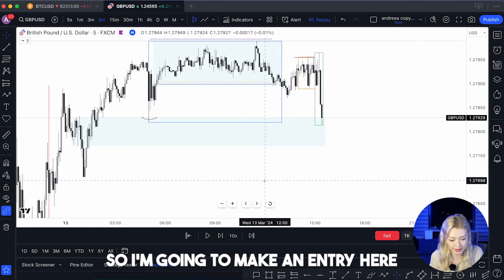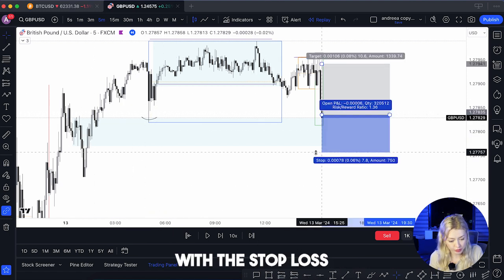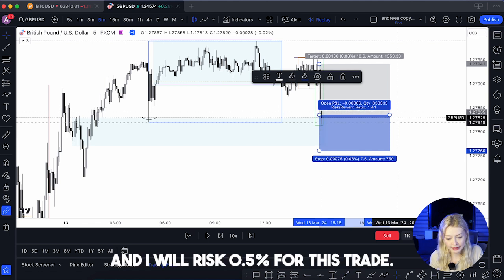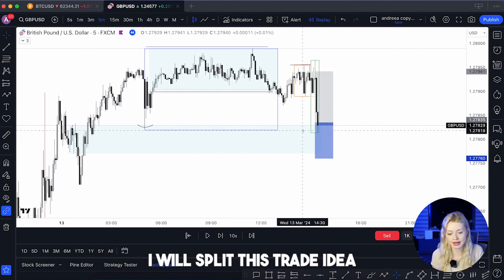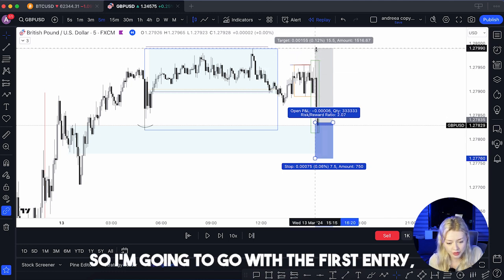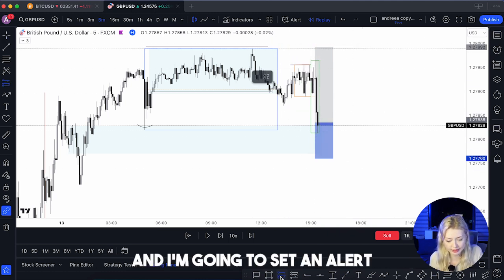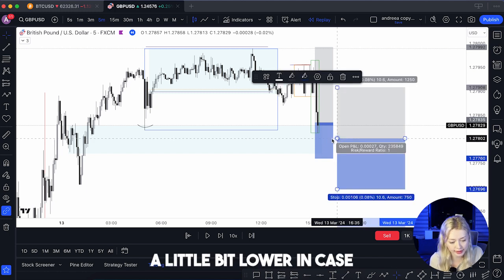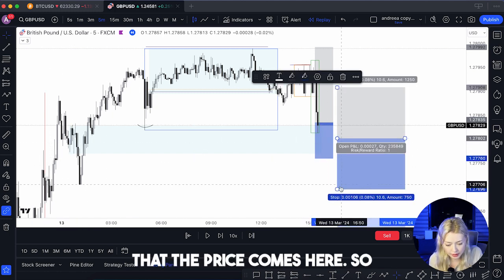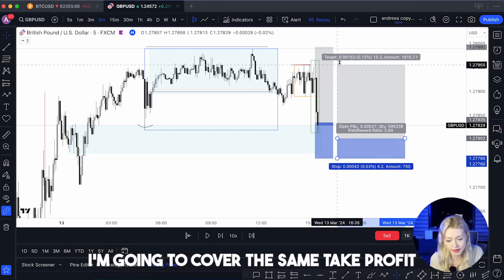So I'm gonna take an entry here immediately after this grab, or even a little bit above, with the stop loss covering the whole area. And I will risk 0.5% for this trade. I will split this trade idea in 2 different trades. So I'm gonna go with the first entry, which is this one, and I'm going to set an alert a little bit lower and a buy limit a little bit lower in case the price comes there. So I'm going to cover the same stop loss, I'm going to cover the same take profit.